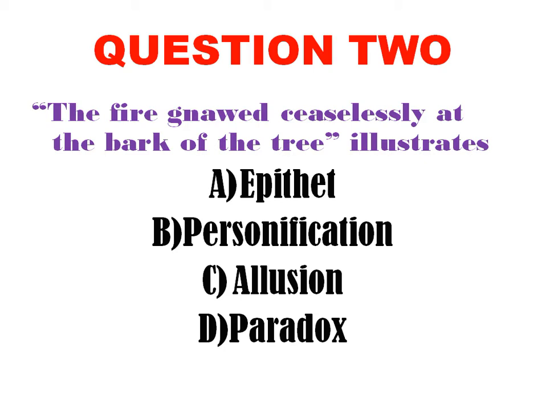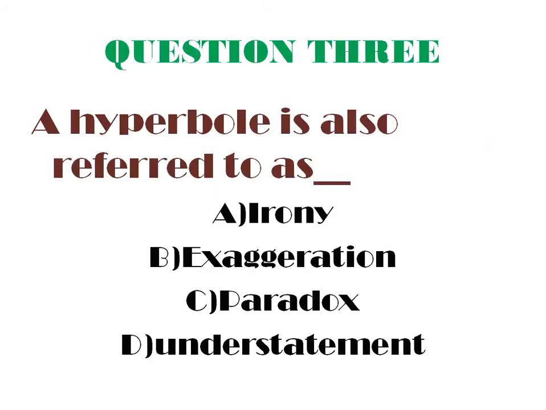So the answer to this question 2 is B, personification. A figure of speech in which a human attribute is given to a non-human or inanimate thing. Allusion is a reference, I believe you know it, and paradox is also another figure of speech, but the correct answer to this question is personification. Now let's have a look at question 3.